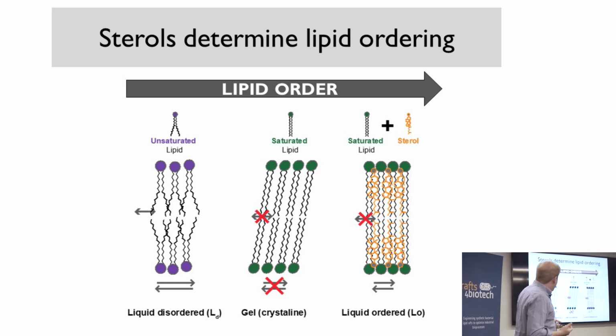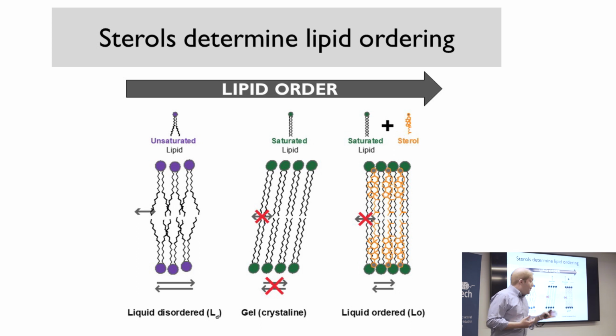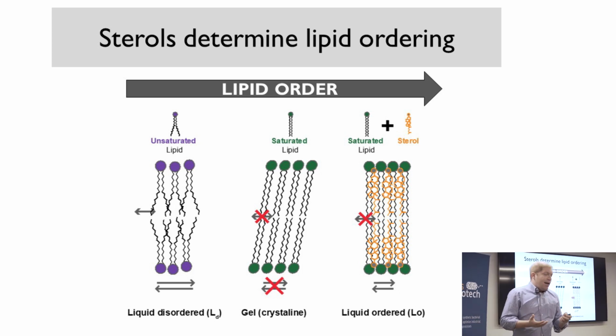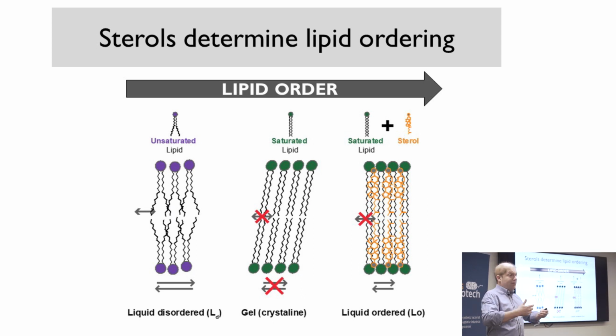But when you add cholesterol to that, you end up with this liquid ordered phase, which is more mechanically robust than this fluid phase, but still fluid enough to support life. And so this is one of the principles that cells use to assemble their plasma membrane to make sure that it can resist chemical and physical stresses.